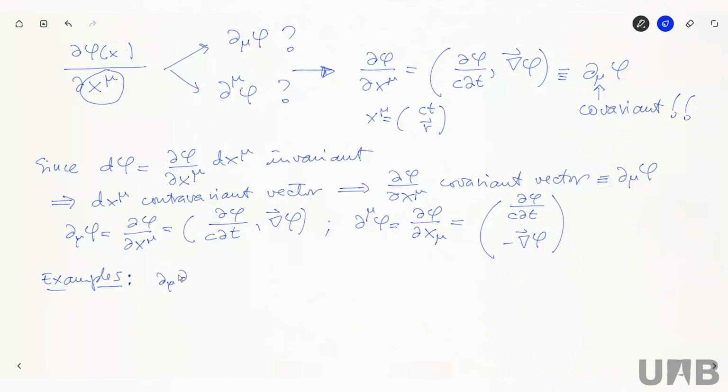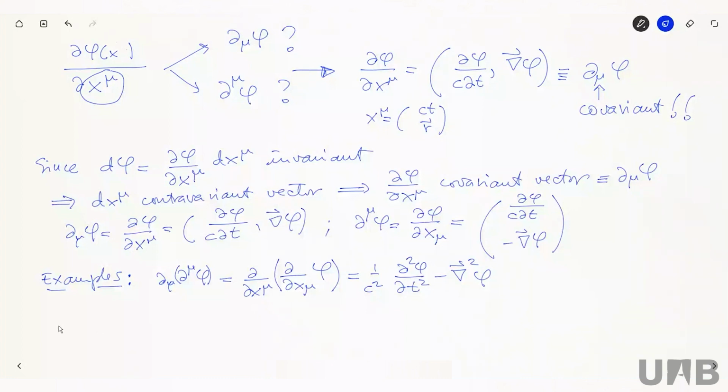One example could be, for instance, d mu phi with d mu. This object is going to be an invariant, obviously, because it's the contraction of a contravariant with a covariant vector. So this is the derivative with respect to x mu of the derivative with respect to x mu of phi. If I make explicit what this is in components, when mu is 0, this is 1 over c squared, the second derivative of phi with respect to time. And when mu is a spatial component, it picks a minus sign, so this is minus the Laplacian of phi. So this, for instance, equals 0.